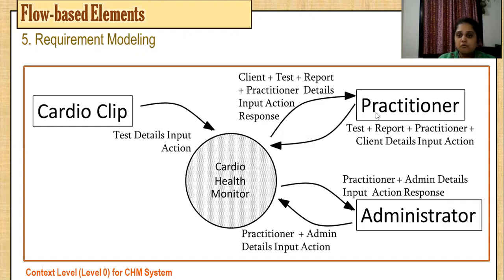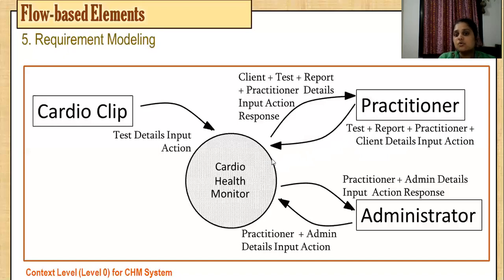So let us take the example of a practitioner first. The practitioner is giving certain input to the system. The practitioner is giving input in the form of test details, reports, his own details, as well as his own clients' details. So he can register the client, he can register himself, he can edit his profile, he can view the reports of the client, he can conduct tests. So test, report, practitioner and client details are given as input by the practitioner to the system.